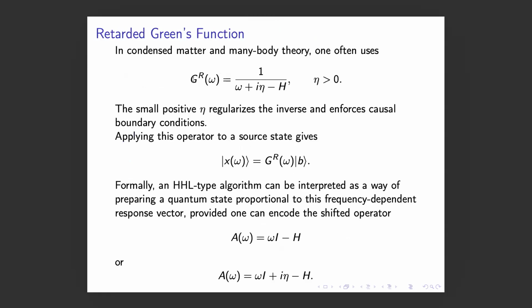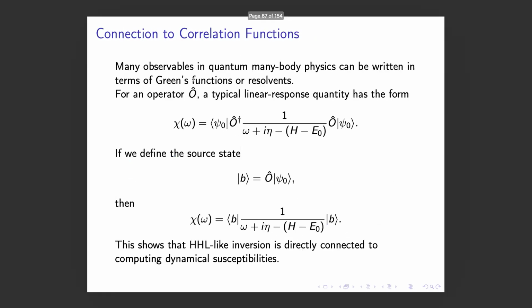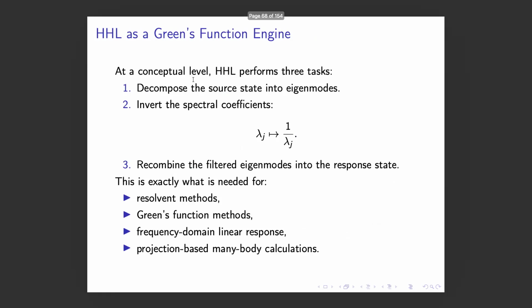So I'm going to skip some of these things here because this becomes more specific for those of you who have taken a course in many-body physics. But at the conceptual level, it performs three tasks. You decompose the source state into eigenmodes, you invert the spectral coefficients, and you recombine the filtered eigenmodes into the response state. And this is essentially what a Green's function method is doing as well.